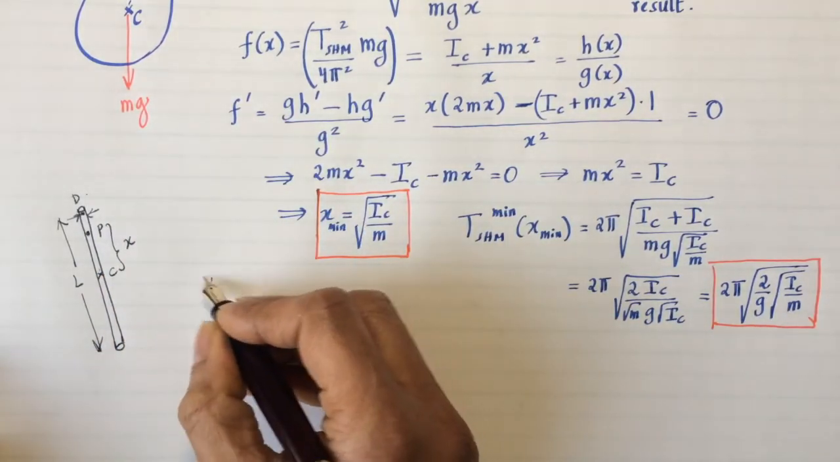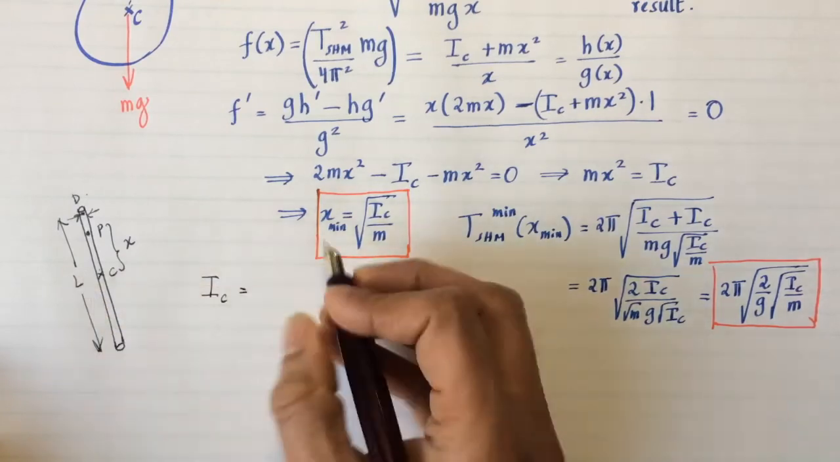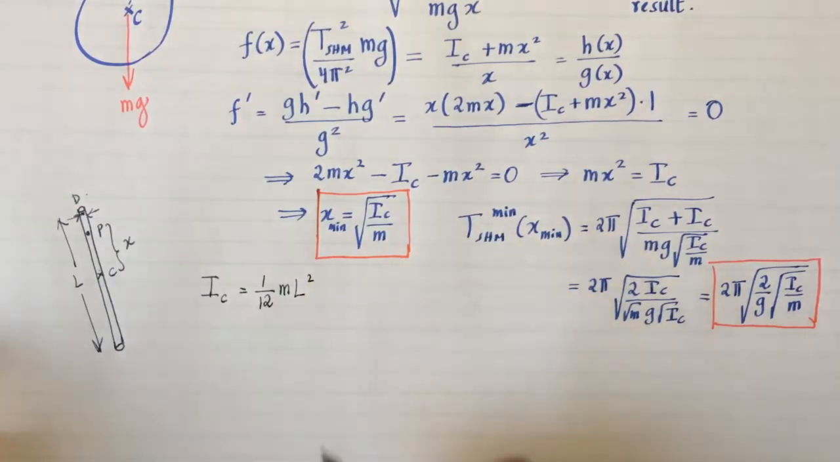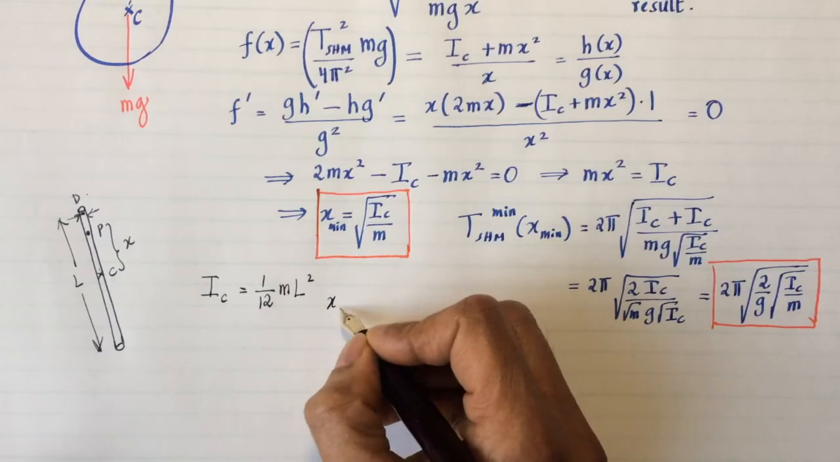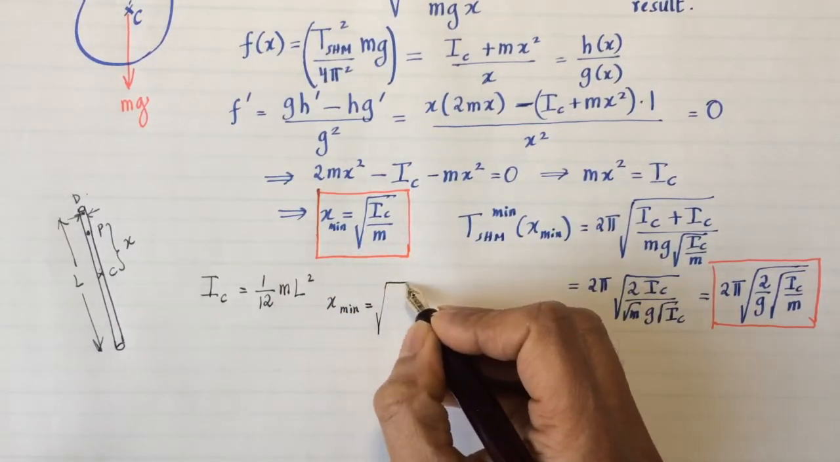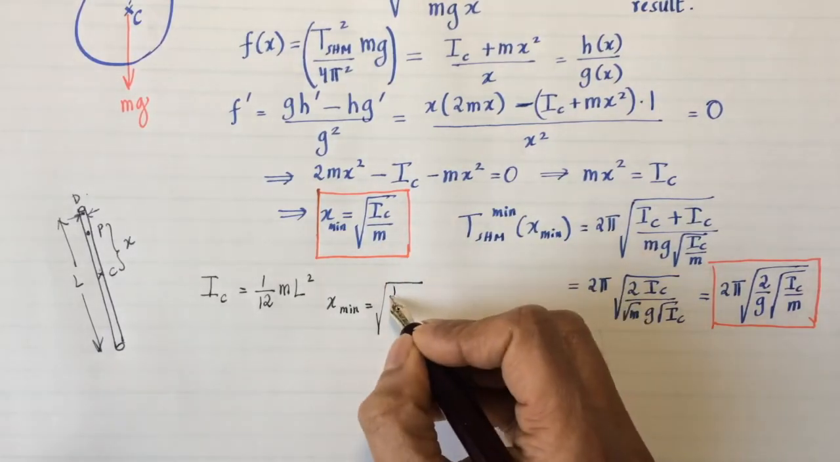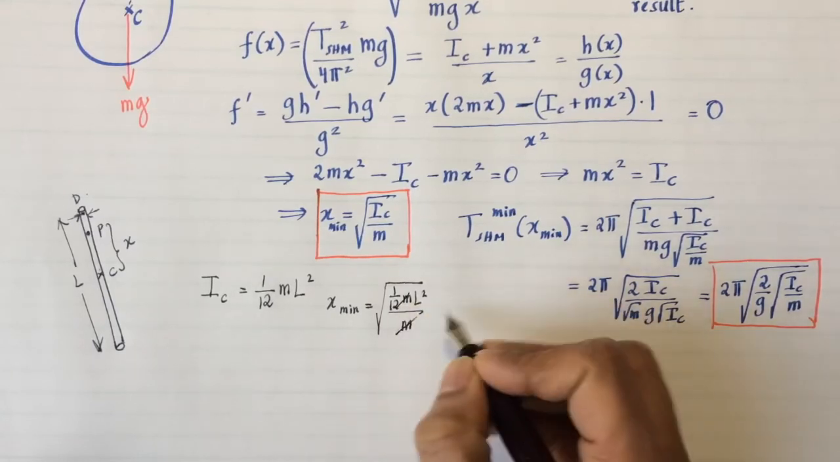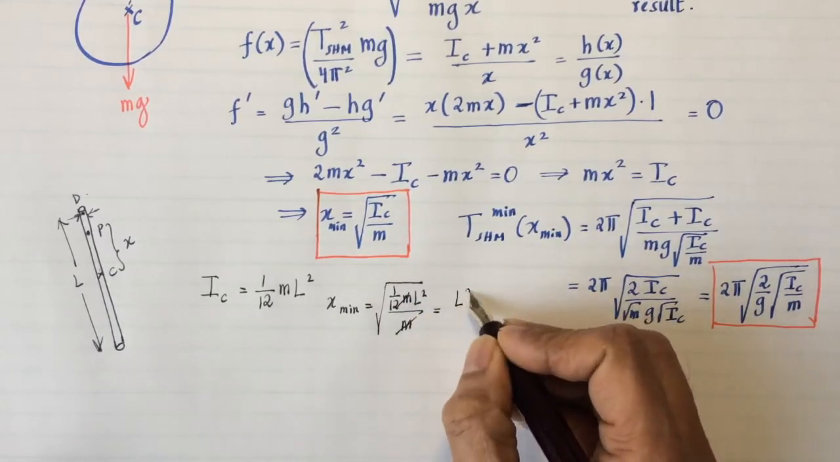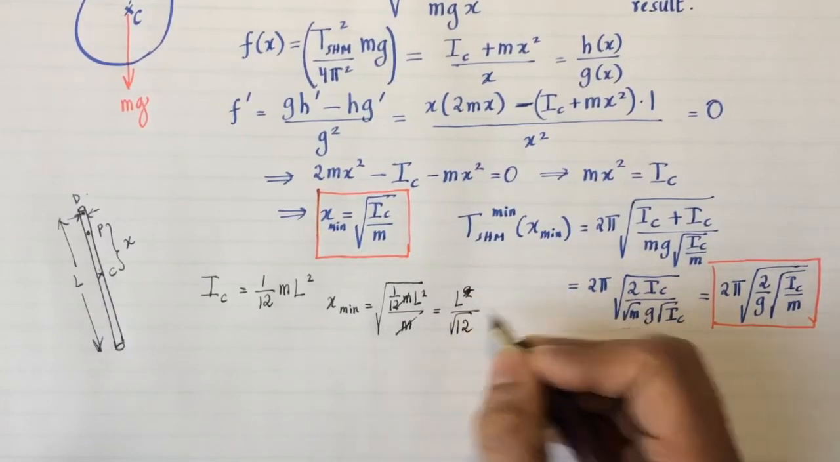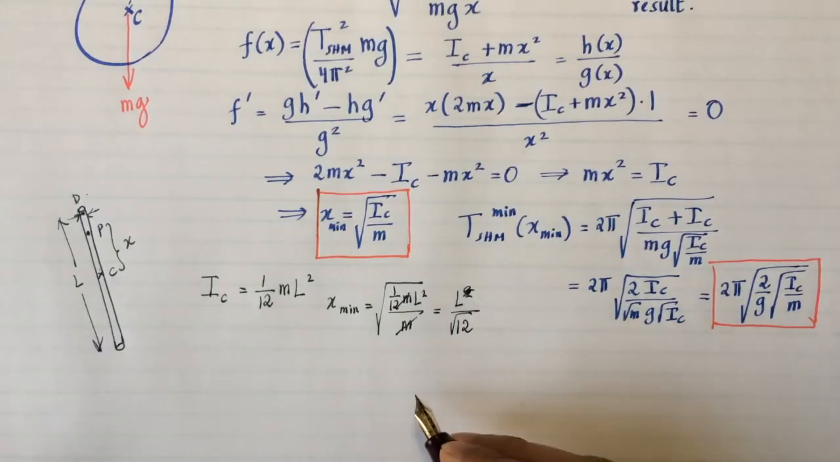Now for a rod, the moment of inertia about the center of mass is 1/12 m L squared, where L is the length of the rod. So let's use this in this formula and see what we get. X minimum would be the square root of I sub c divided by m. So the m's will cancel out, and I get L squared over 12, square root, so just L over the square root of 12. So that's an interesting result.